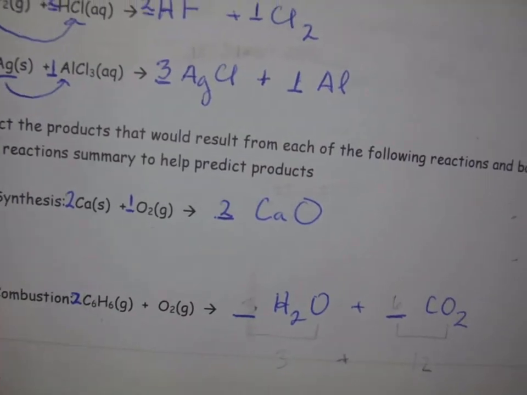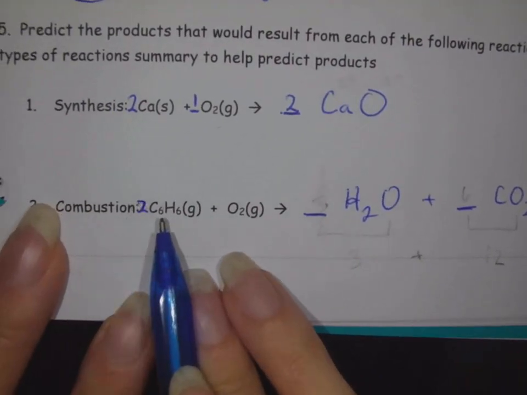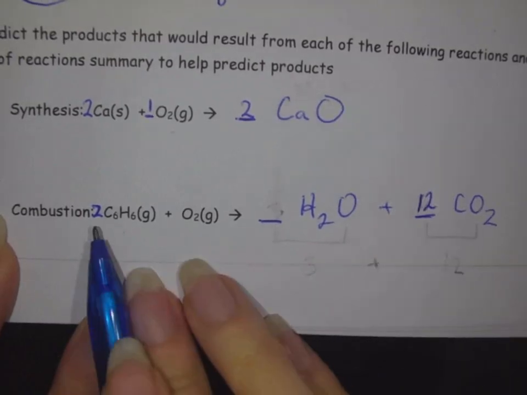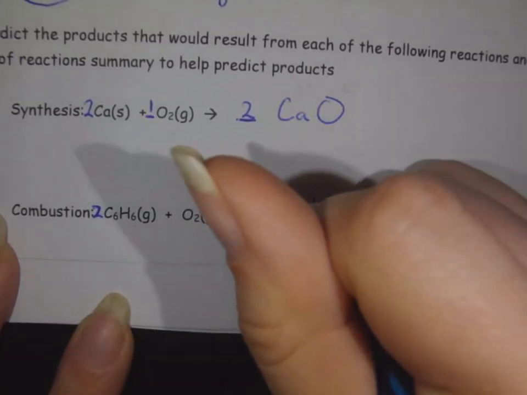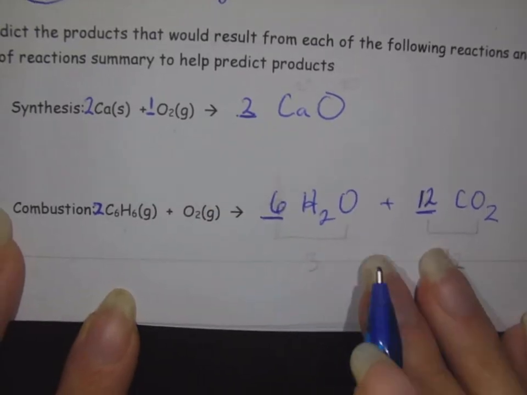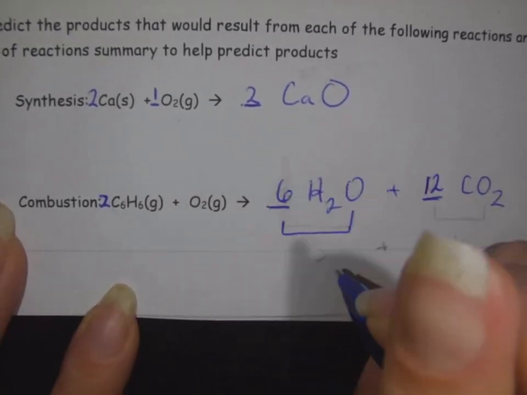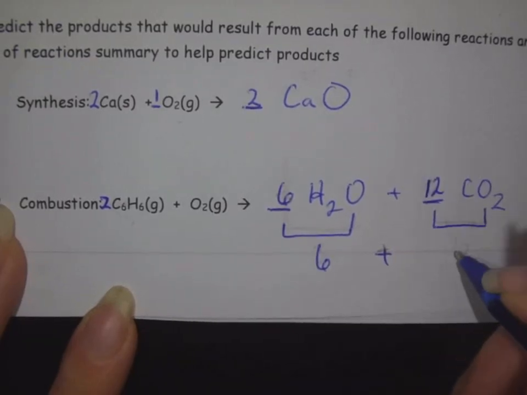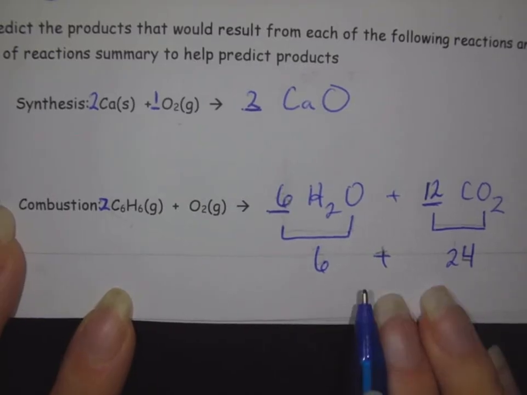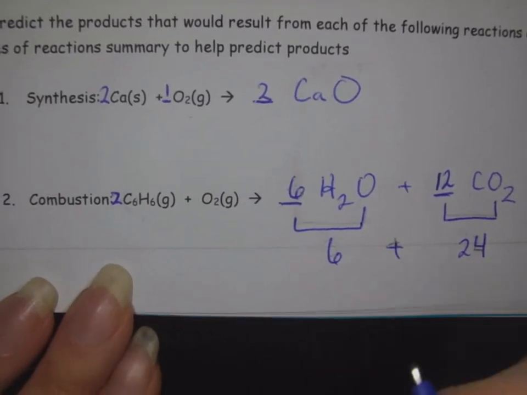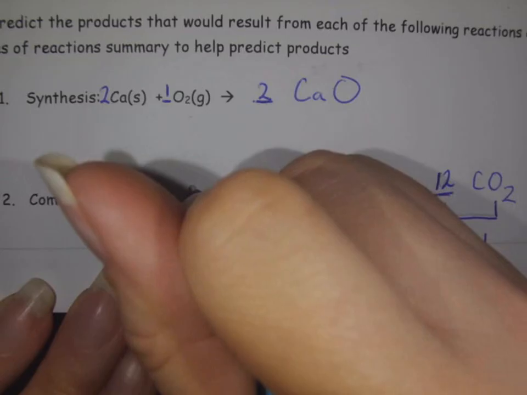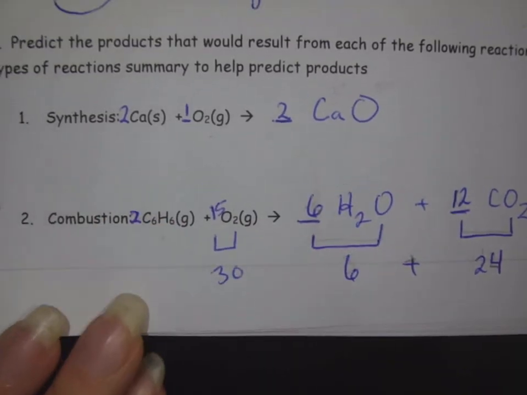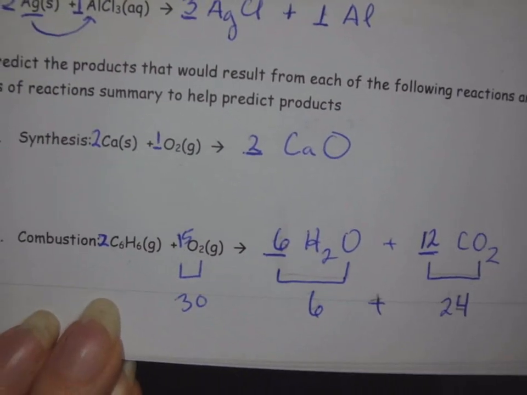Okay, so 2 times 6, so I have 12 carbon. 2 times 6, I got 12 hydrogens. So 6 times 2 is my 12. So now, oxygen-wise, there's 6 here, and then 12 times 2, so I got 24 there. So when I add those together, I have 30, and that means I'm going to put a coefficient of 15 so that I can have 30 oxygen on my reactant side as well.